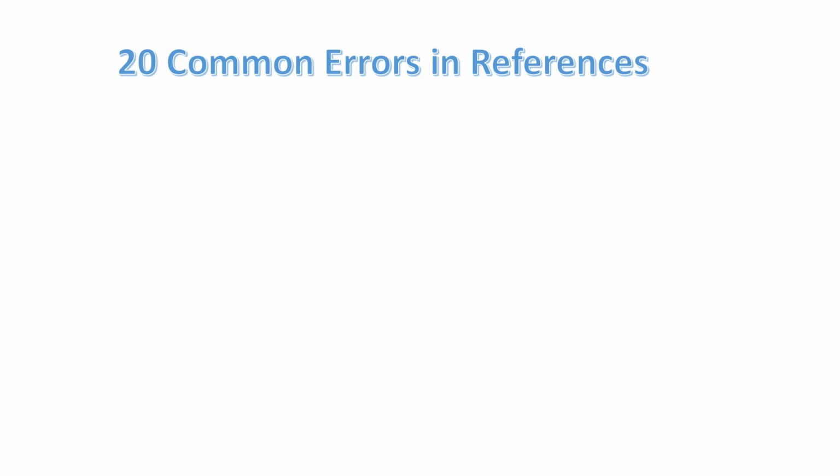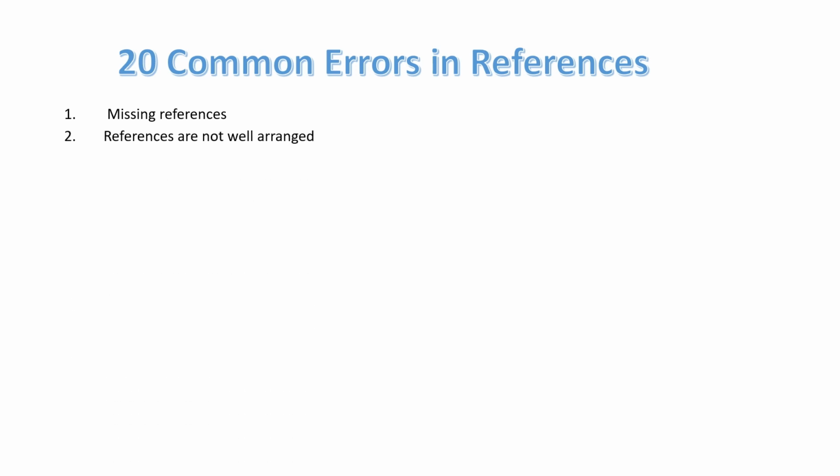Hello students, today we will discuss 20 common errors in references. First of all is the missing references. When students make a reference list, they have some references in text, but references are missing in the reference list. So you have to complete all your references. There should be no missing reference in your reference list.